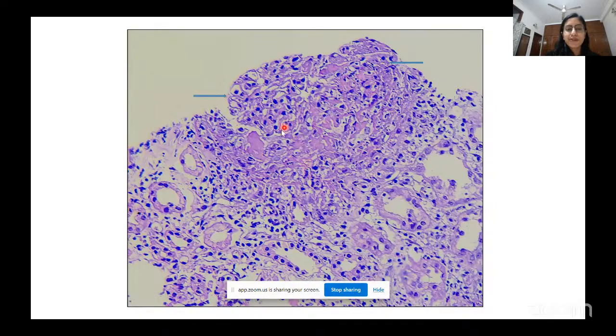So the underlying tuft is seen in this glomerulus. It looks more or less normal. There is no endocapillary mesangial proliferation. There is no GBM duplication. And here again, there is a large cellular crescent that is seen.